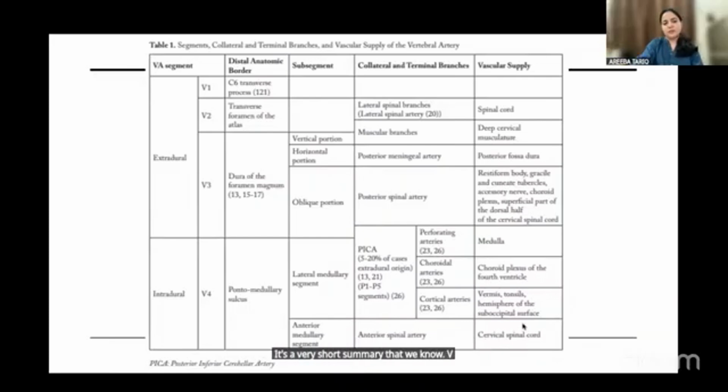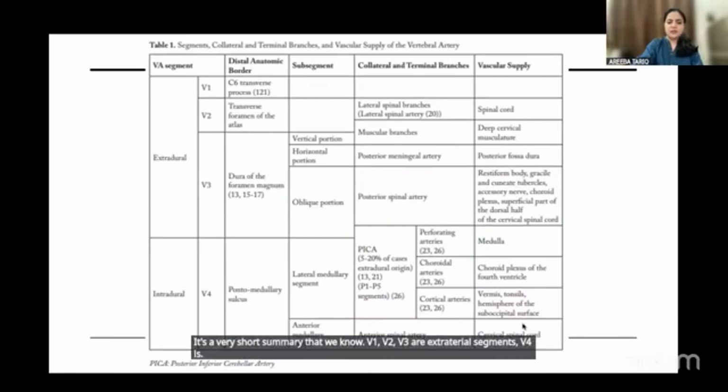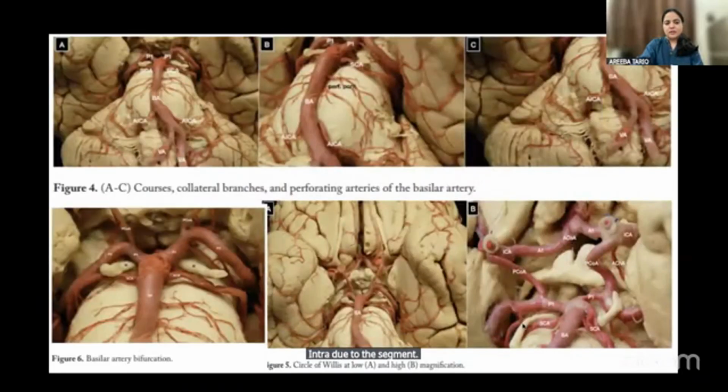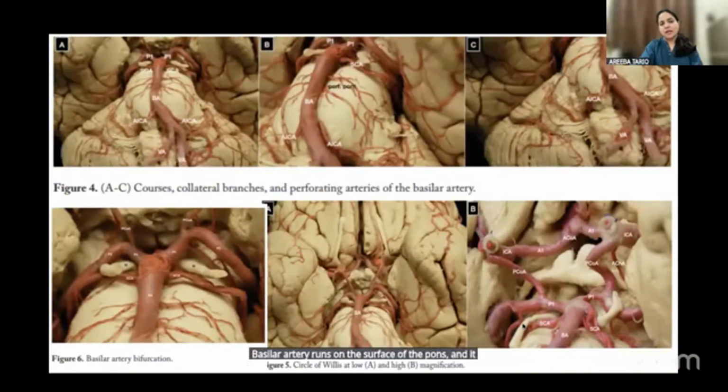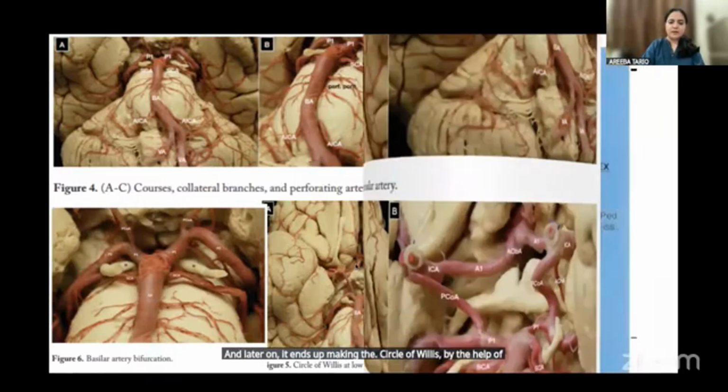V1, V2, V3 are extradural segments. V4 is the intradural segment. Now, once the 2 vertebral arteries join, they make the basilar artery. The basilar artery runs on the surface of the pons, and it gives rise to the AICA and superior cerebellar artery. And later on, it ends up making the circle of Willis with the help of the PCAs bilaterally.